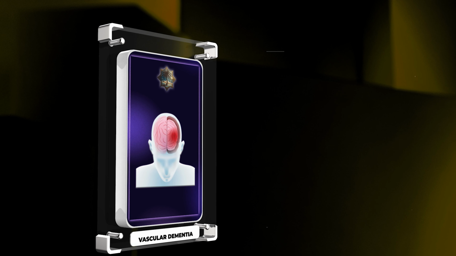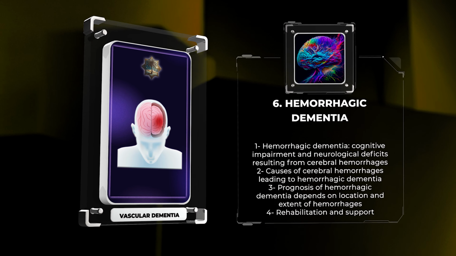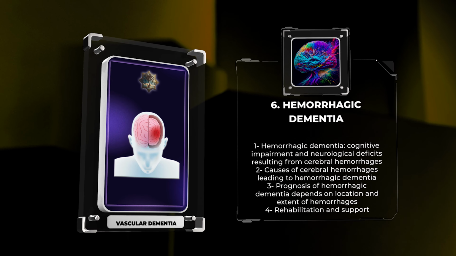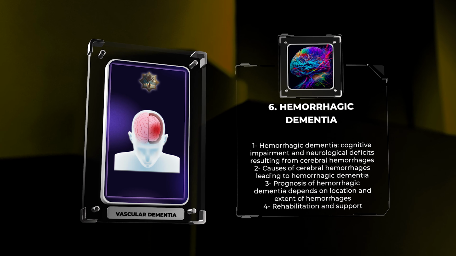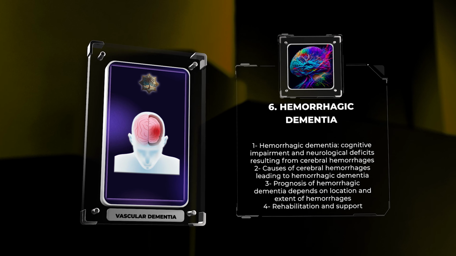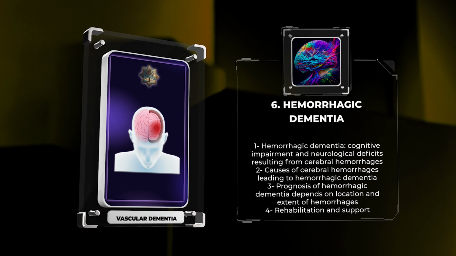Hemorrhagic dementia refers to the cognitive impairment and neurological deficits resulting from cerebral hemorrhages. These hemorrhages can occur due to ruptured aneurysms, arteriovenous malformations, or hypertensive bleeds. The disruption of normal brain tissue and the accumulation of blood lead to immediate neurological deficits and long-term cognitive impairment.